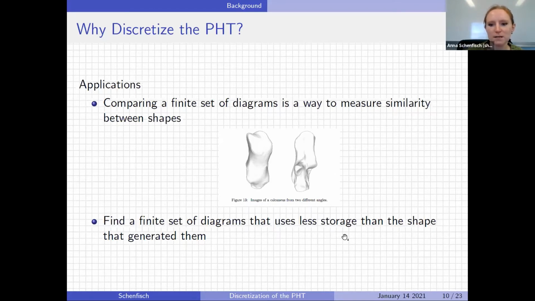Another potential application is that suppose you want to store some shape, again like a mesh or some other complex perhaps, that's very expensive to store. You might hope that it's possible to find a finite set of diagrams that uniquely corresponds to the shape, but that uses less storage.